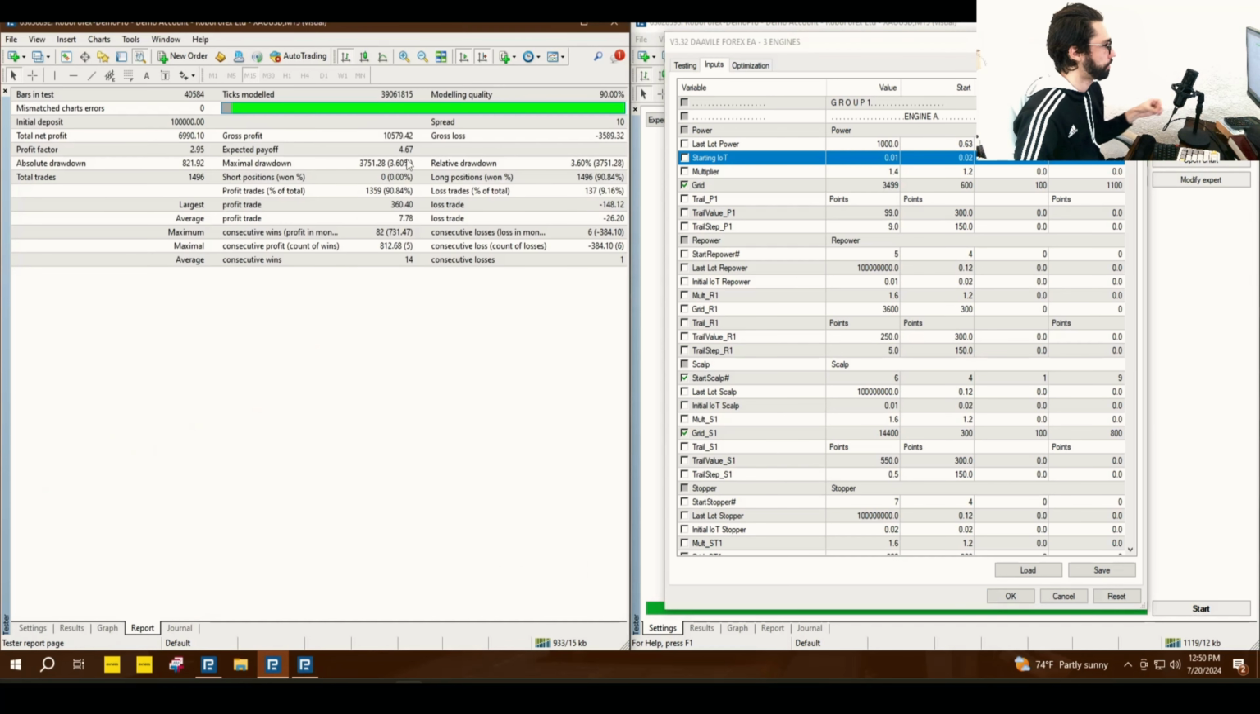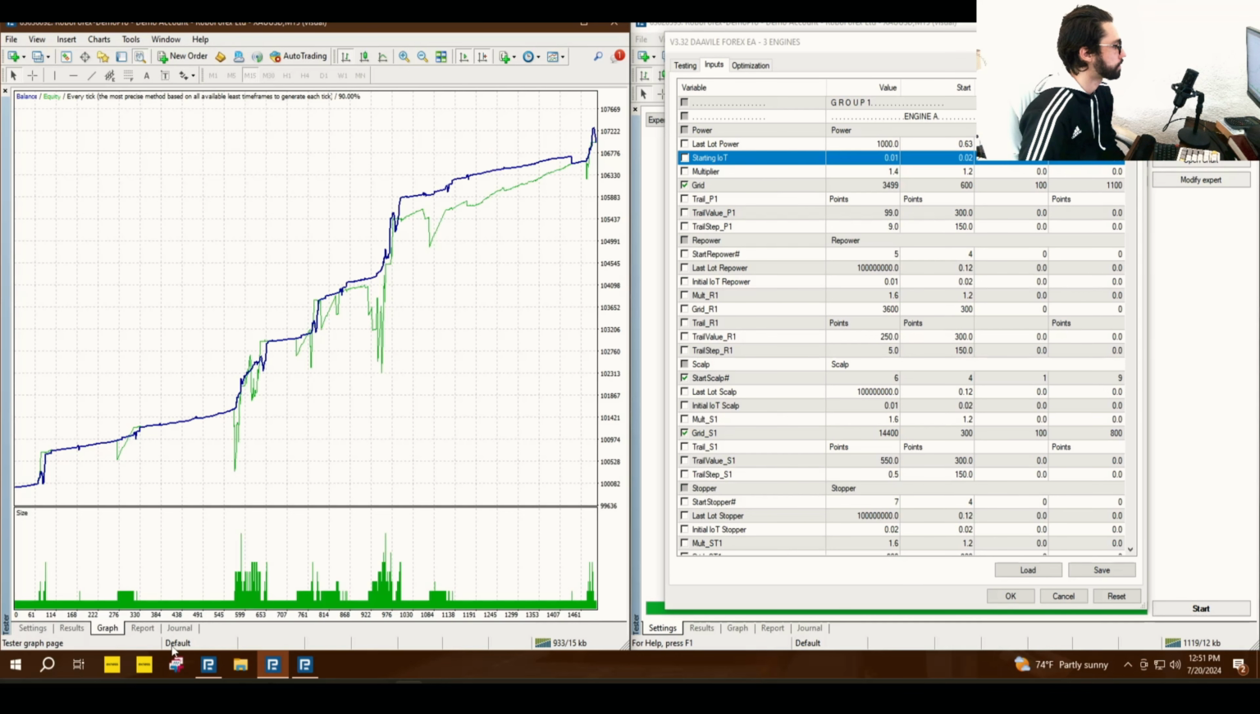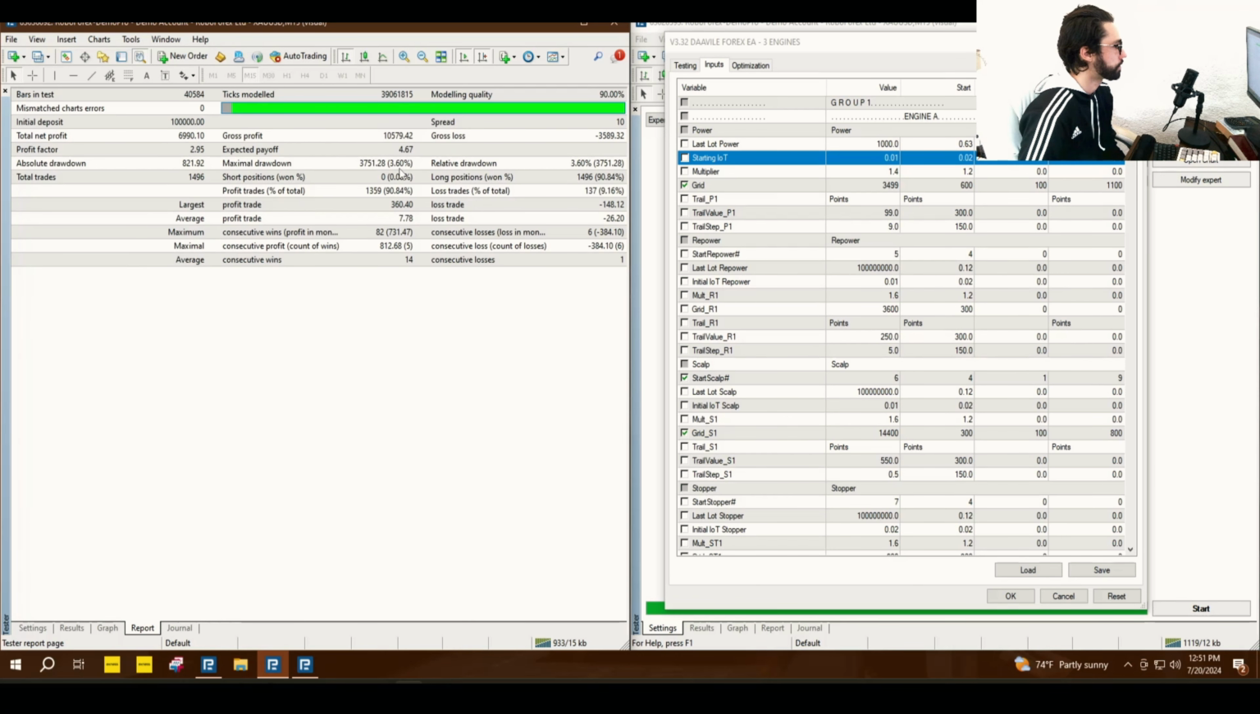So as you can see here, we have the 3%, 3.6%. We have an absolute drawdown of 821, so it means in reality the EA is making money before the max drawdown hits for the 3.7k. So in reality, your exposure of your initial deposit in this model, in this range, is about 3.6%.